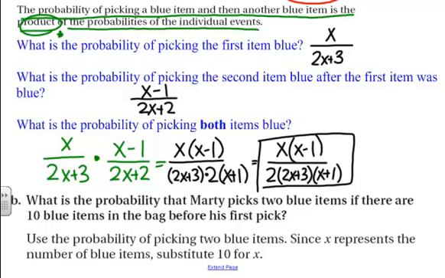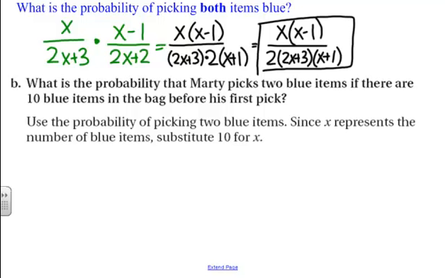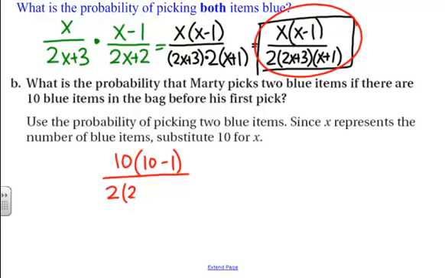Part B says, what is the probability that Marty picks 2 blue items if there are 10 blue items in the bag before his first pick? Use the probability of picking 2 blue items that we just found. Since x represents the number of blue items, substitute 10 for x. Simple enough. Go back up to this equation, and everywhere you see x, replace it with 10. So we have 10 times 10 minus 1 divided by 2 times 2 times 10 plus 3 times 10 plus 1. So on the top here I get 10 times 9.